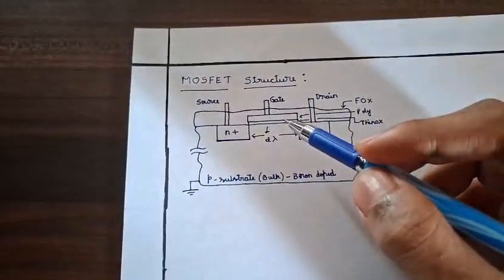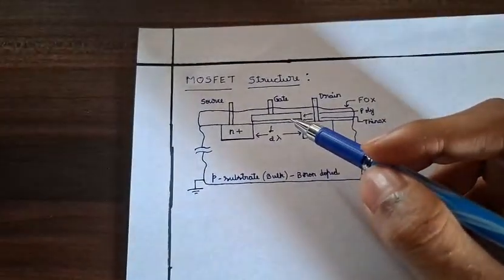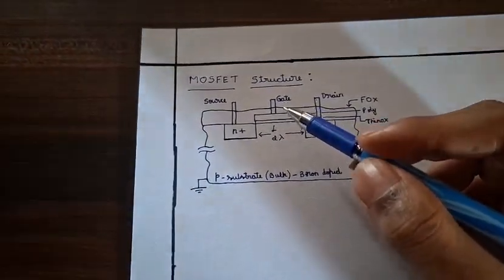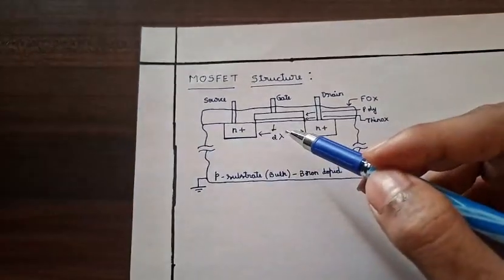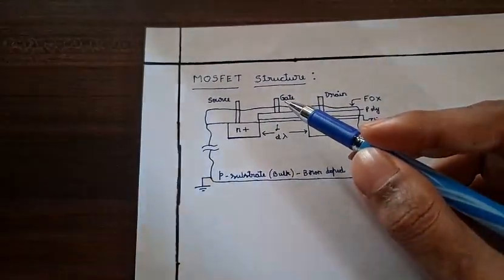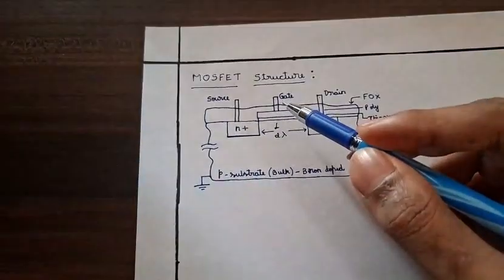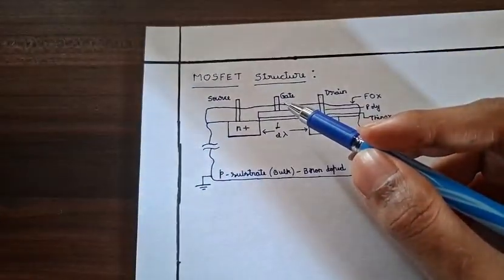The thin ox helps in influencing the channel by the gate voltage applied to the gate electrode or the control electrode.